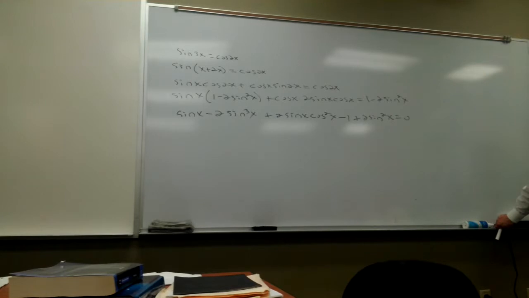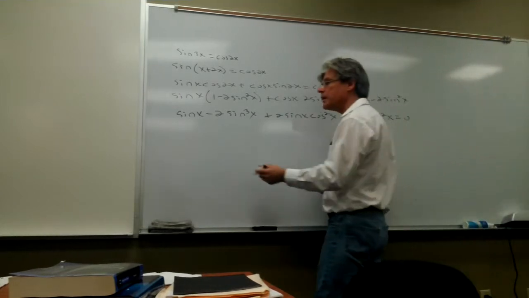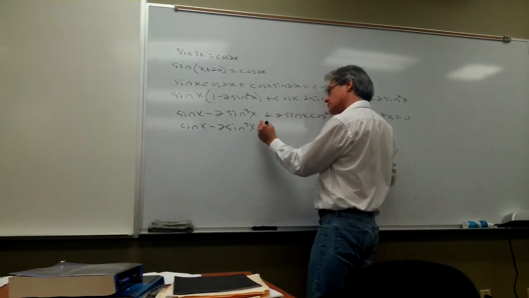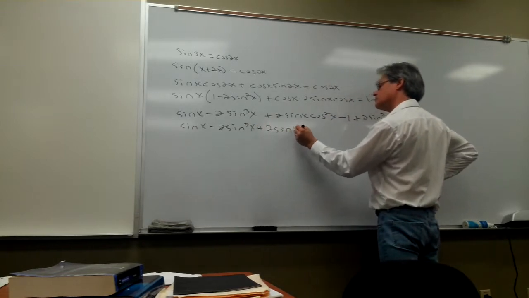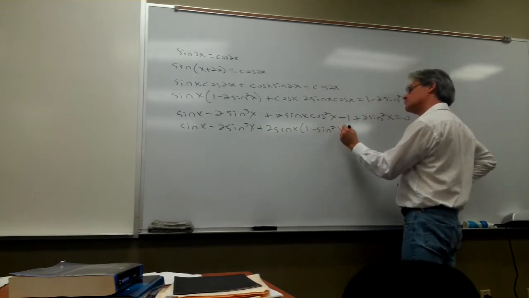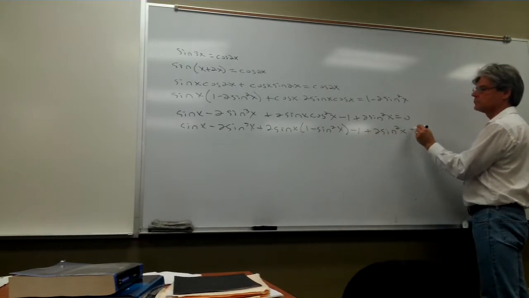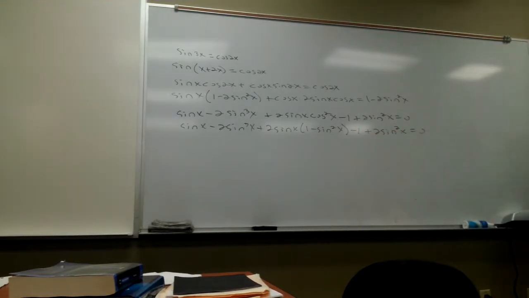You can do the cosine squared, use another identity. Which one? 1 minus sine squared. Yes. And if I dive in and make a substitution, I get this. You know, the upside to this is at least now I've got an equation solely in terms of sines.